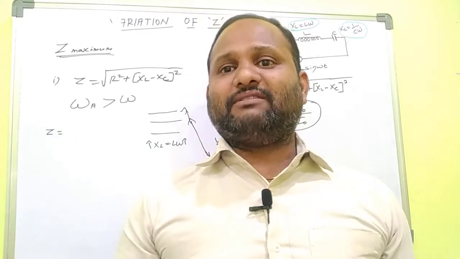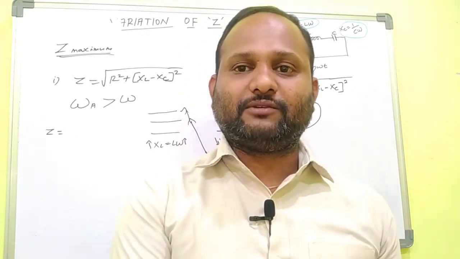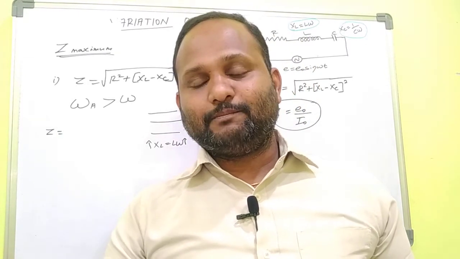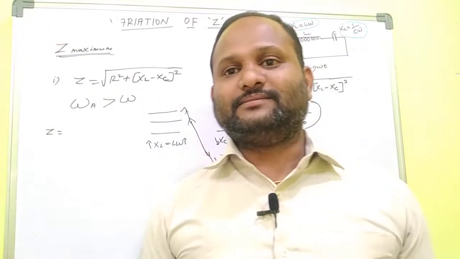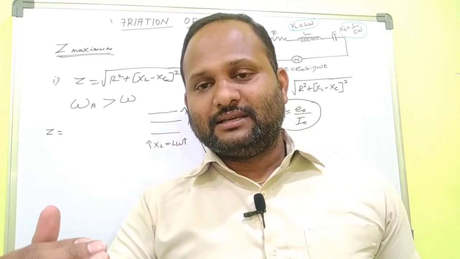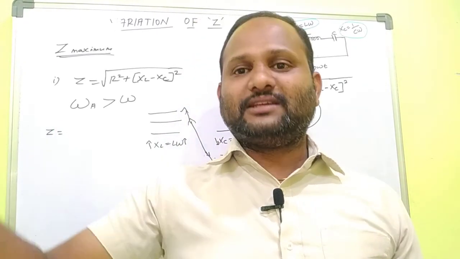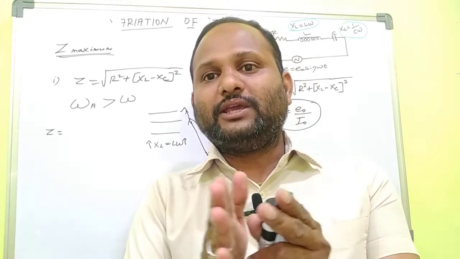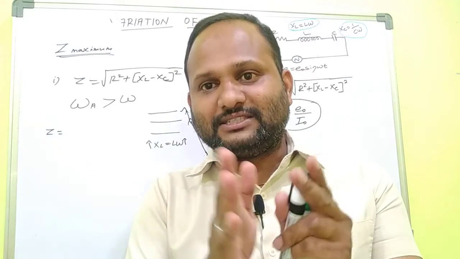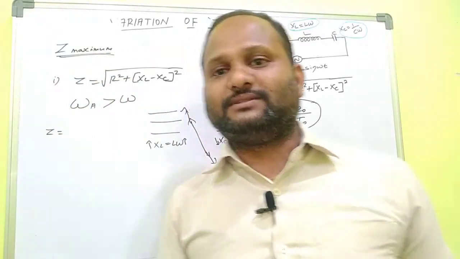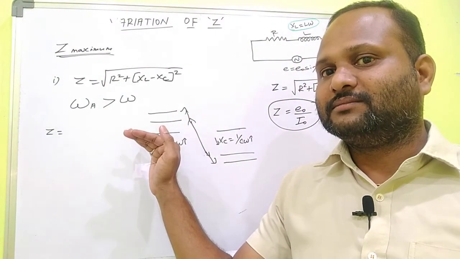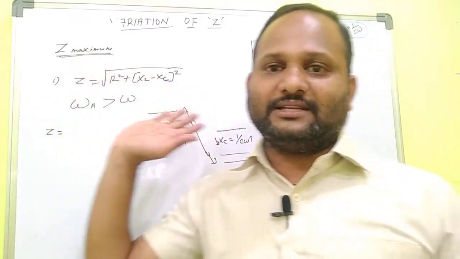Whenever we are going far away from the natural frequency, the value of applied frequency is far away from the natural frequency, then Z goes on increasing. The value of Z is gradually increasing when we are going far, that is, when the applied frequency is going far from the natural frequency. The farther it is from the natural frequency, the more the impedance value increases.